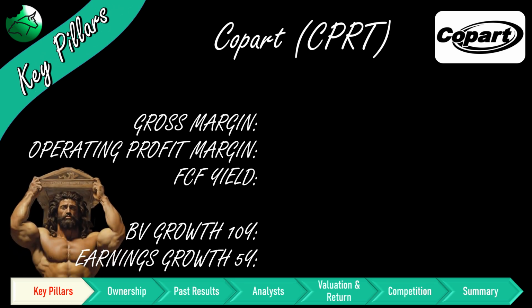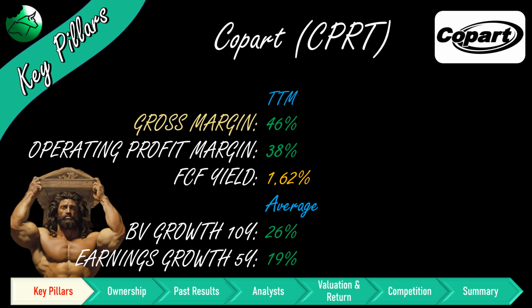In this next section, we will now focus on other key metrics which will help define an excellent business. Now let's look at the gross margin, which is the amount of money a company retains after incurring the direct costs associated with producing the goods it sells and the services it provides. Gross margin is 46%.